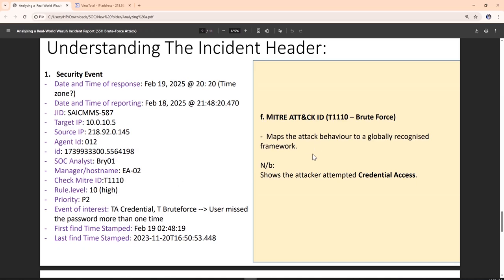So it shows the attacker attempted credential access. See, this T1110 is called brute force, and it maps the attack behavior to a globally recognized framework. Meaning, when you go to this framework, you can see brute force tagged as T1110, then see other things around it, the things that the attacker can do after doing that. So it also shows the attacker attempted credential access, tried to get some credentials.